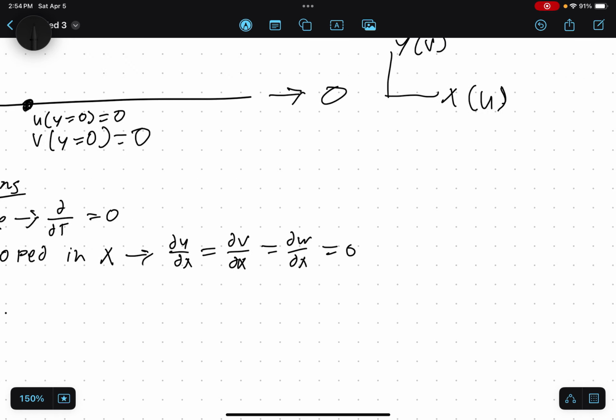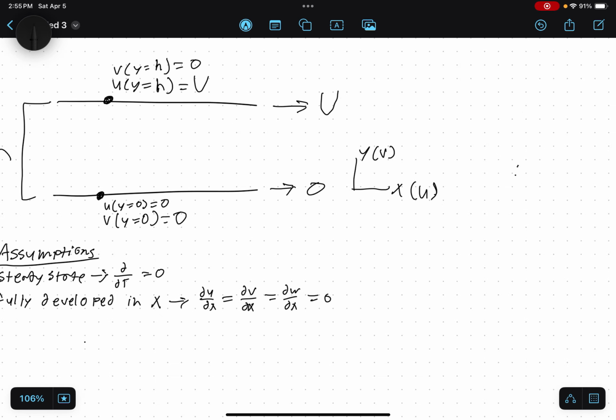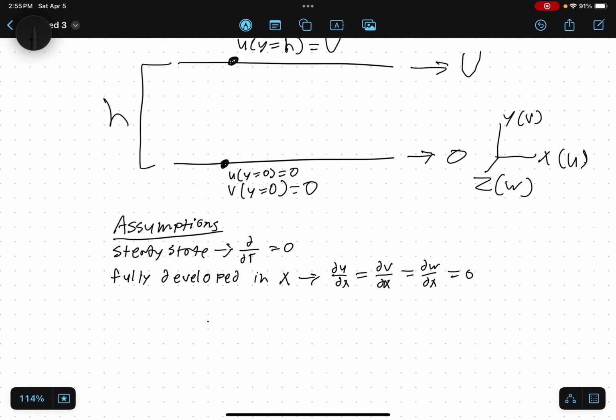Equals 0. What is W? W is the Z component of velocity. In this problem, it's 2D, and that is another assumption. 2D means W equals du dz, v dz equals 0.